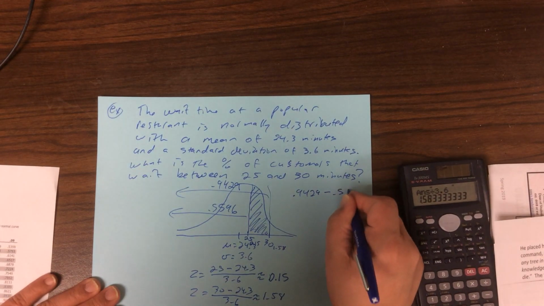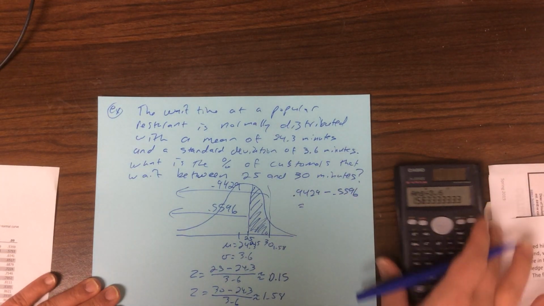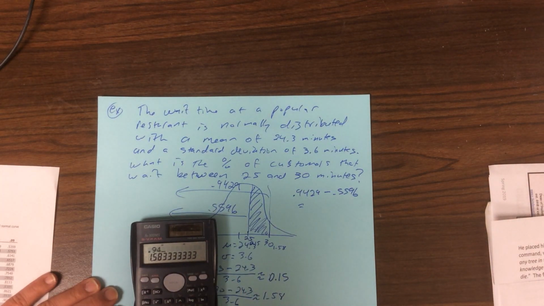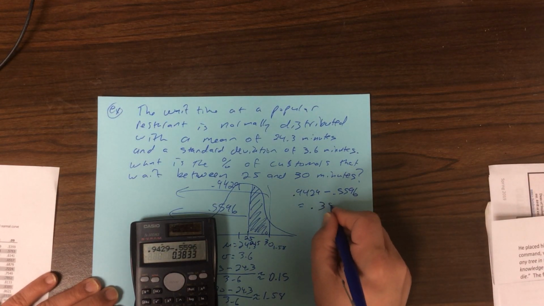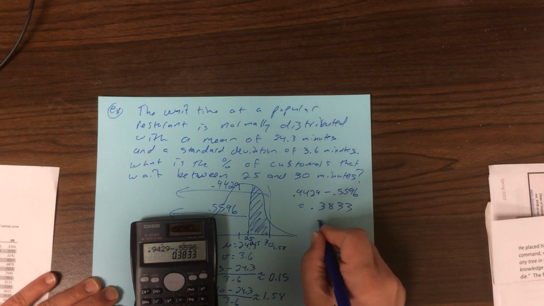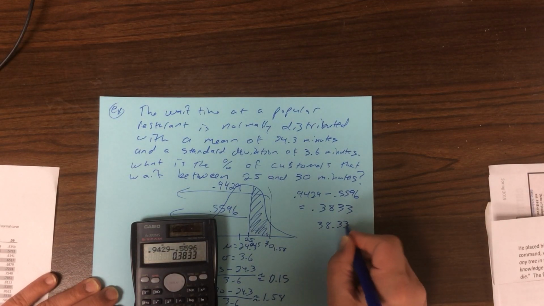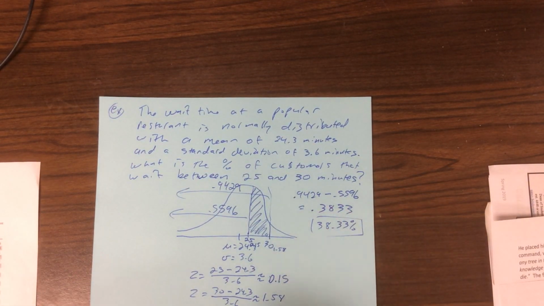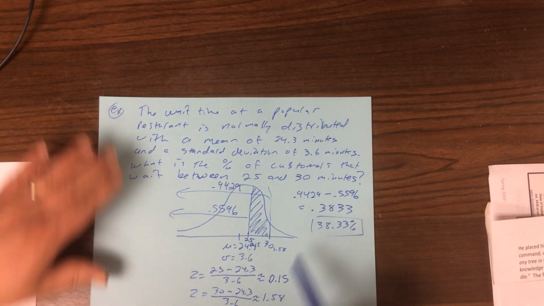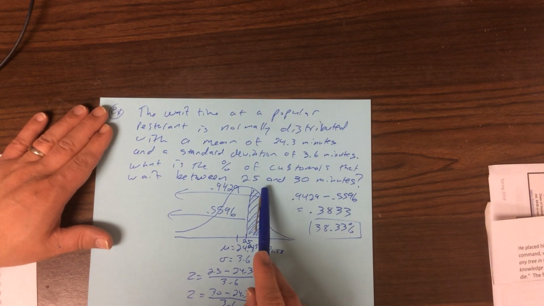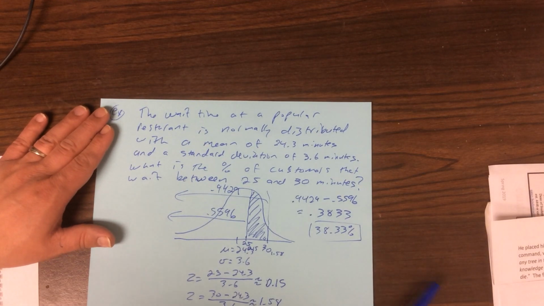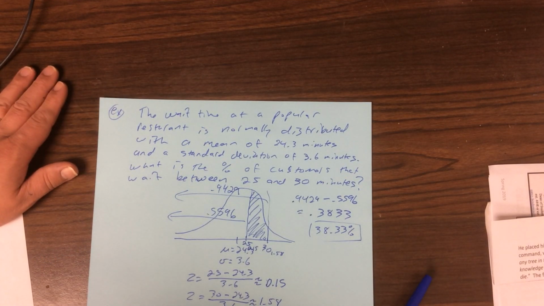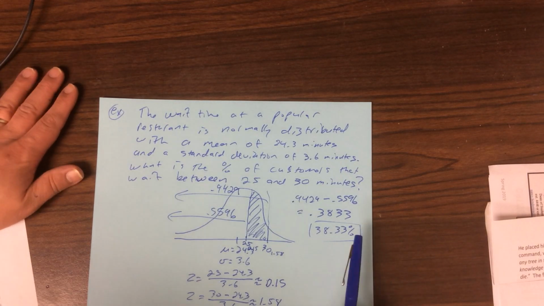0.9429 minus 0.5596. And that gives me 0.3833. And that would be the decimal form of 38.33%. So what percent of customers wait between 25 and 30 minutes? 38.33% of the customers. Okay, so that's how these are done.